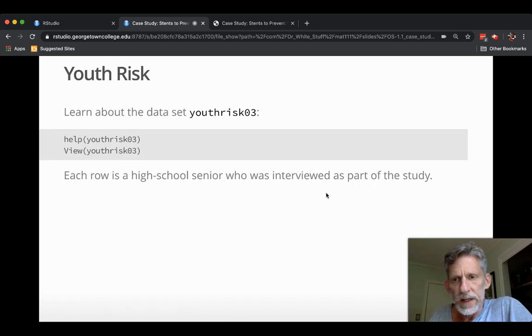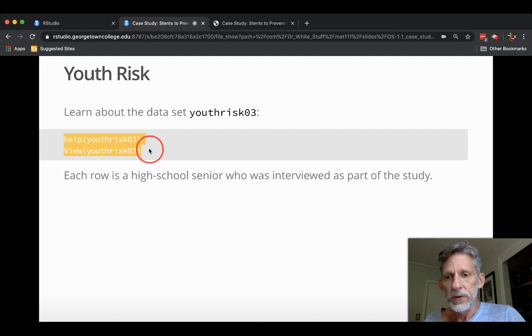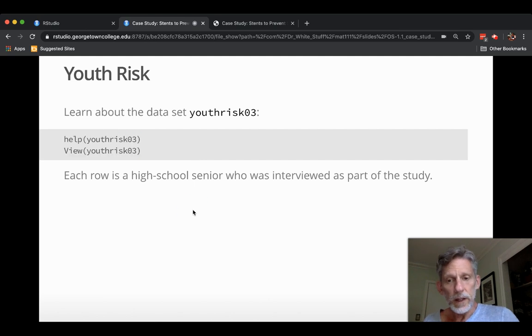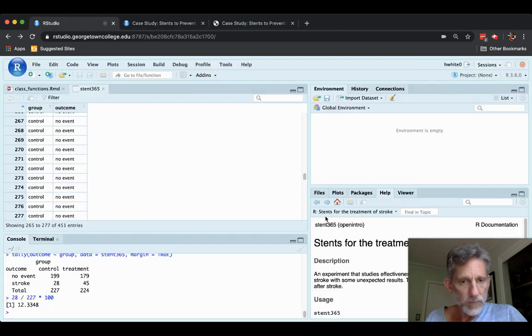So when you open up the DA, you're going to find that you need to learn about a new data set. And so you're going to be wanting to run the help and the view commands on that new data set that's called Youth Risk 03. And so let's go ahead and do that now. Let's head back to RStudio. And let's grab the DA.